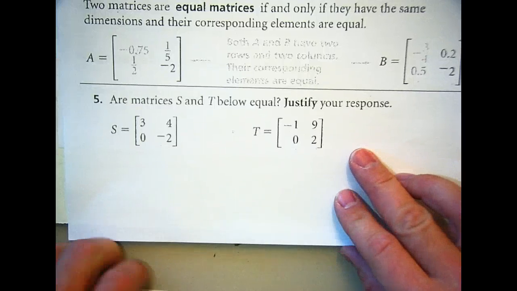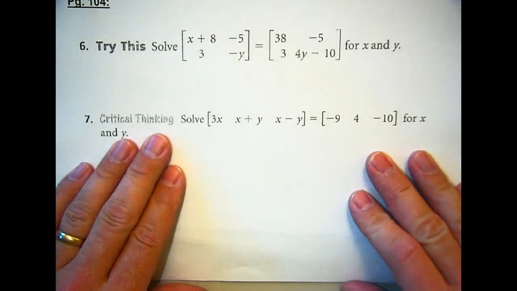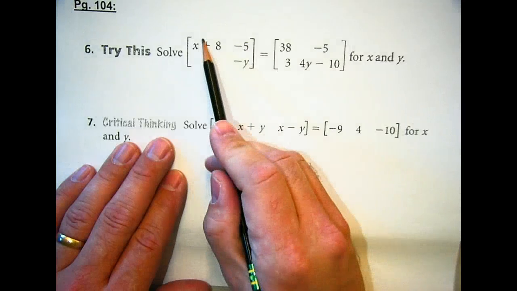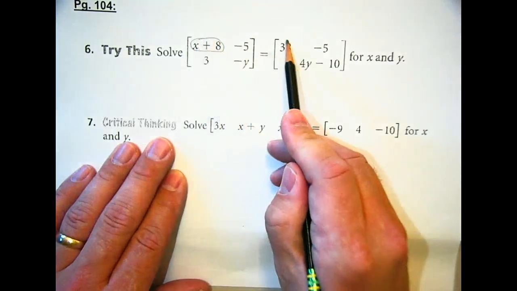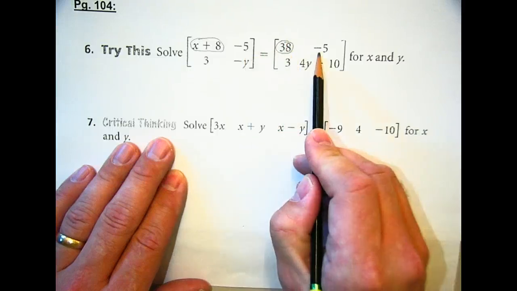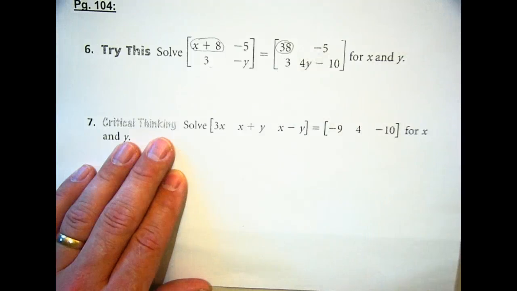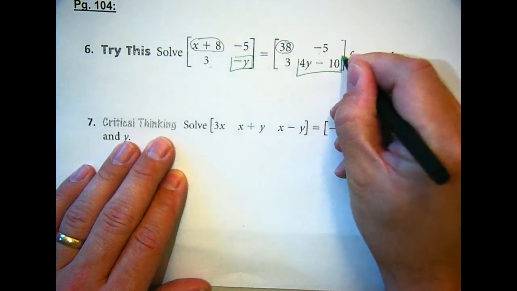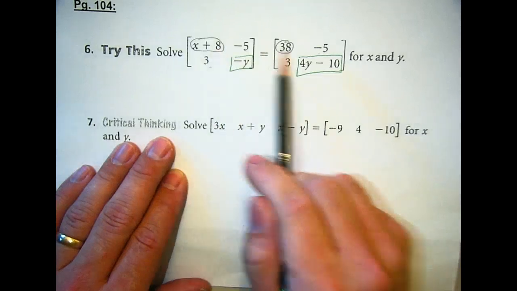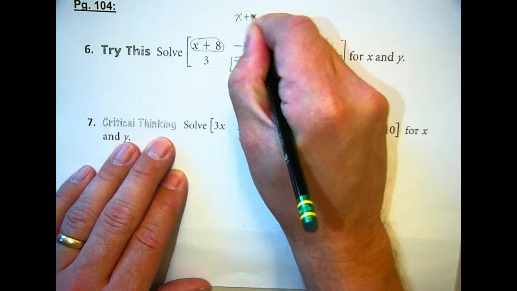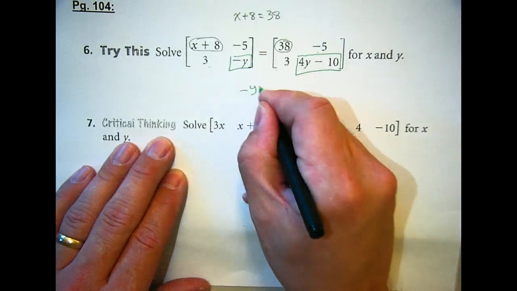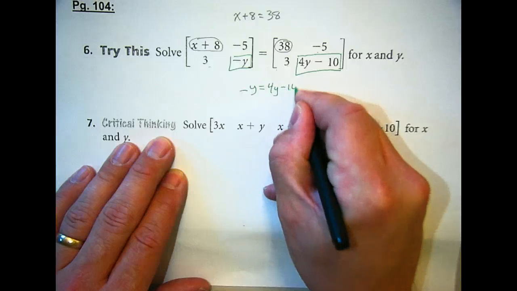Any questions on that? Okay, with that being said, that allows us to take a look at these type of problems. Solve this if it's equal to that. Now, when we say matrices are equal, that means we are saying their corresponding elements are equal. That has to equal that. Obviously, negative 5 equals negative 5. 3 equals 3. That would also mean that this would equal this. So when you're solving these type of problems, you don't know what this is, but you know what that is. You can set up an equation. x plus 8 equals 38 and solve for x. And negative y equals 4y minus 10. You're able to then solve for y.